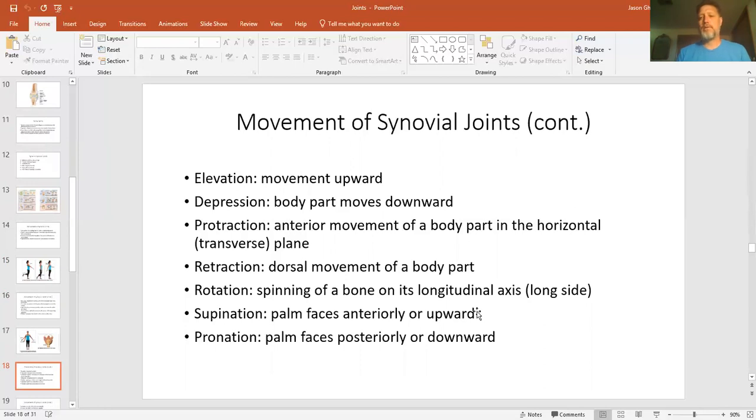The picture is going to come up. It's going to show you sticking your jaw out and then bringing it back. So sticking it out, bringing it back. That's protraction, retraction. Rotation, we talked about turning your head. Supination, let's stand up a little bit from that one.